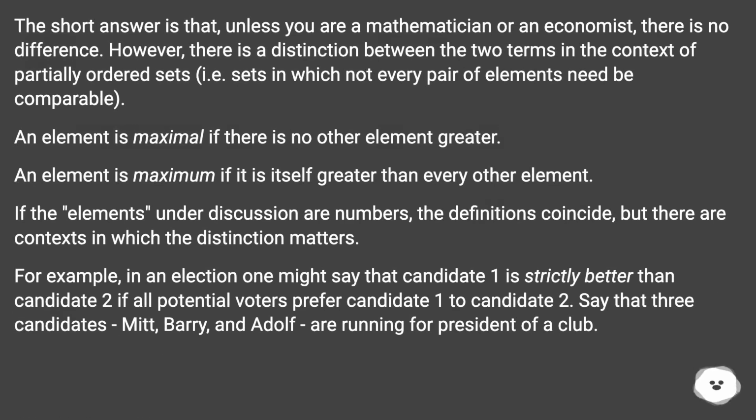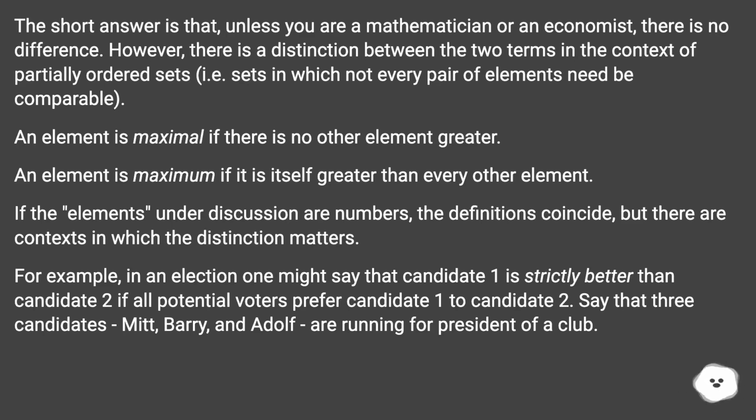The short answer is that, unless you are a mathematician or an economist, there is no difference. However, there is a distinction between the two terms in the context of partially ordered sets, i.e. sets in which not every pair of elements need be comparable. An element is maximal if there is no other element greater. An element is maximum if it is itself greater than every other element. If the elements under discussion are numbers, the definitions coincide, but there are contexts in which the distinction matters.